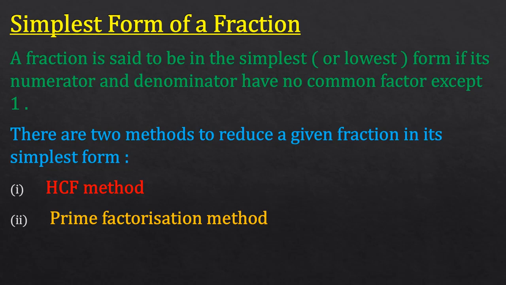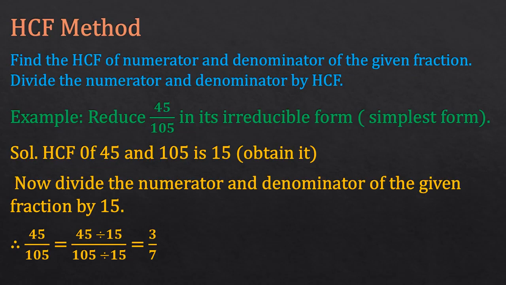So there are two methods to reduce a given fraction to its simplest form. One is the HCF method and the other is the prime factorization method. Now one by one we will discuss both the methods. First is your HCF method. Find the HCF of the numerator and denominator of the given fraction. Divide the numerator and denominator by the HCF.